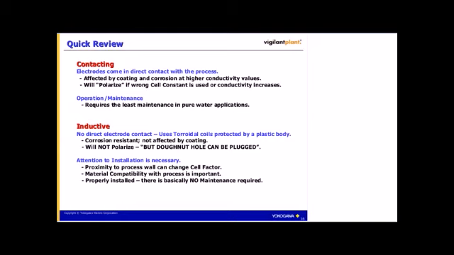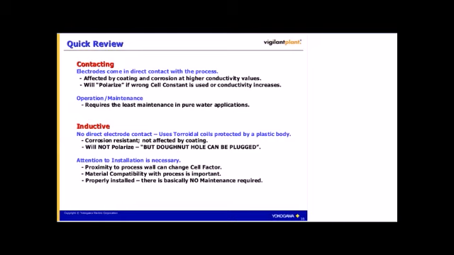Contacting electrodes come in direct contact with the process. They're affected by coating or corrosion, and they will polarize if the wrong cell constant's used or the conductivity of that process happens to increase. It does require additional maintenance if you're in higher conductivity solutions, but the least maintenance is in pure water applications.